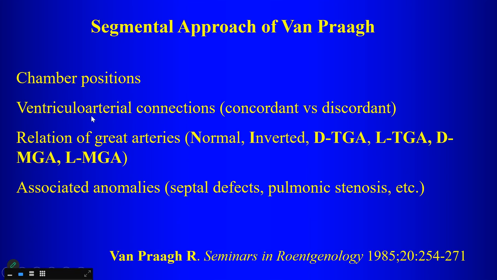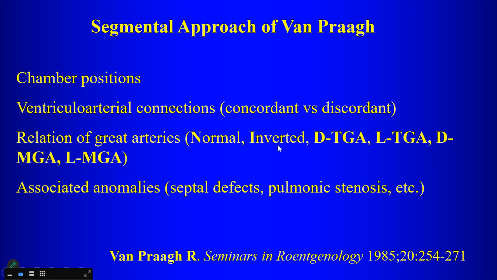The chamber positions, the ventricular arterial connections, are they concordant or discordant? Now, what's our terminology for the relation of the great arteries? Normal, inverted, D transposition, L transposition, or malpositions, right? Normal, of course: the normal relationship of the pulmonary artery to the aorta is anterior, and to the right or left? To the left. That's the normal relationship, okay?